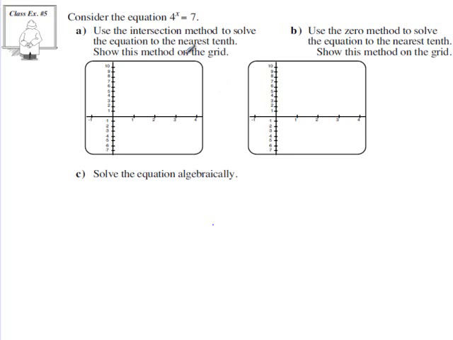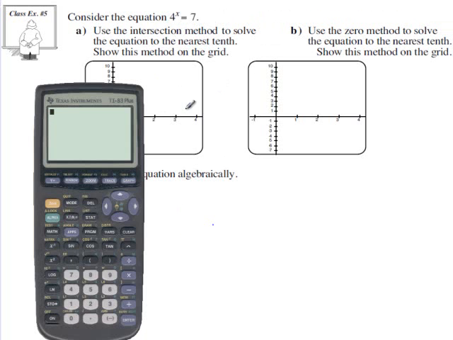So if you're using intersection to solve something, the intersection method is just graph one side of the equation, graph the other side of the equation separately, and see where the two lines cross. So in your calculator, for this equation you're going to want to graph 4 to the x as one equation and graph 7 as one equation.